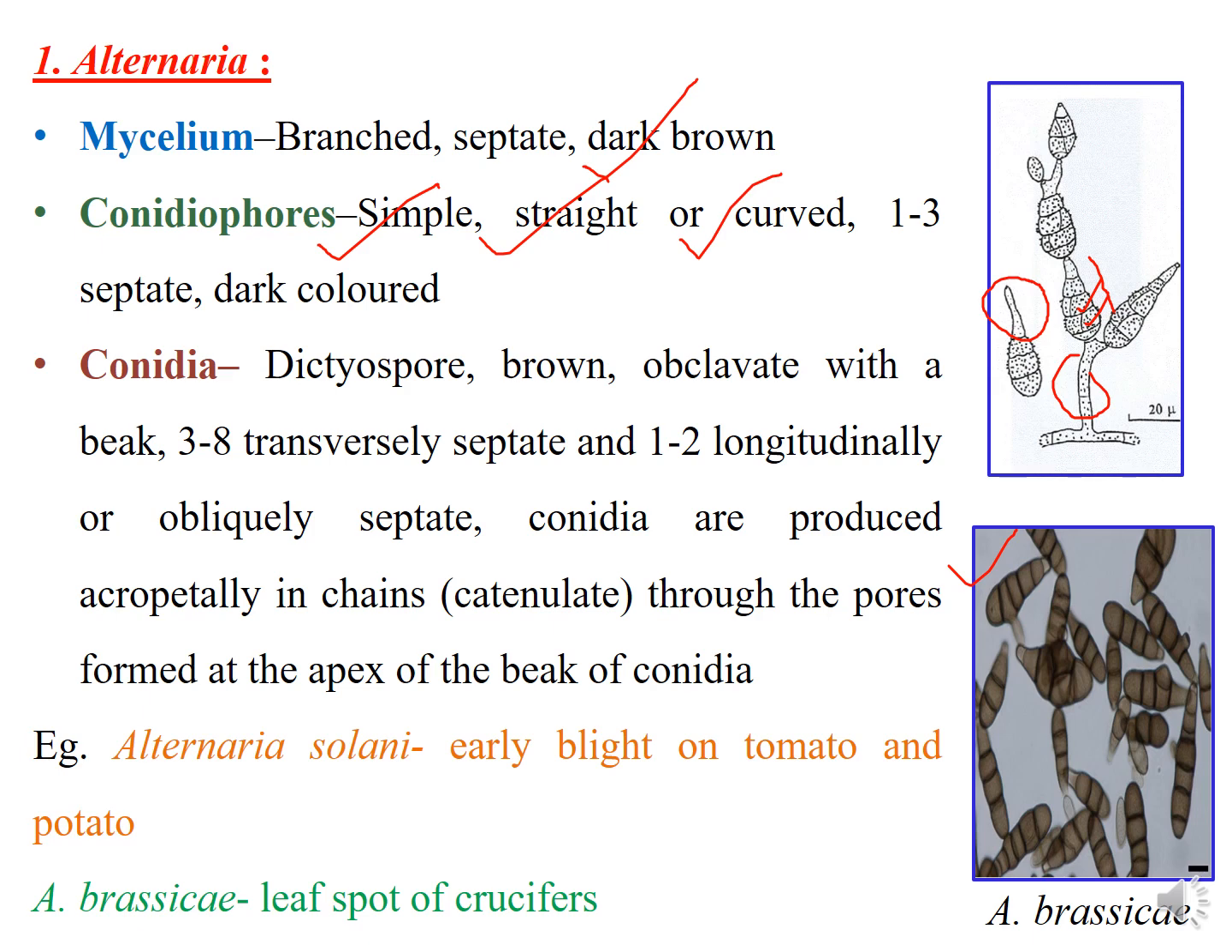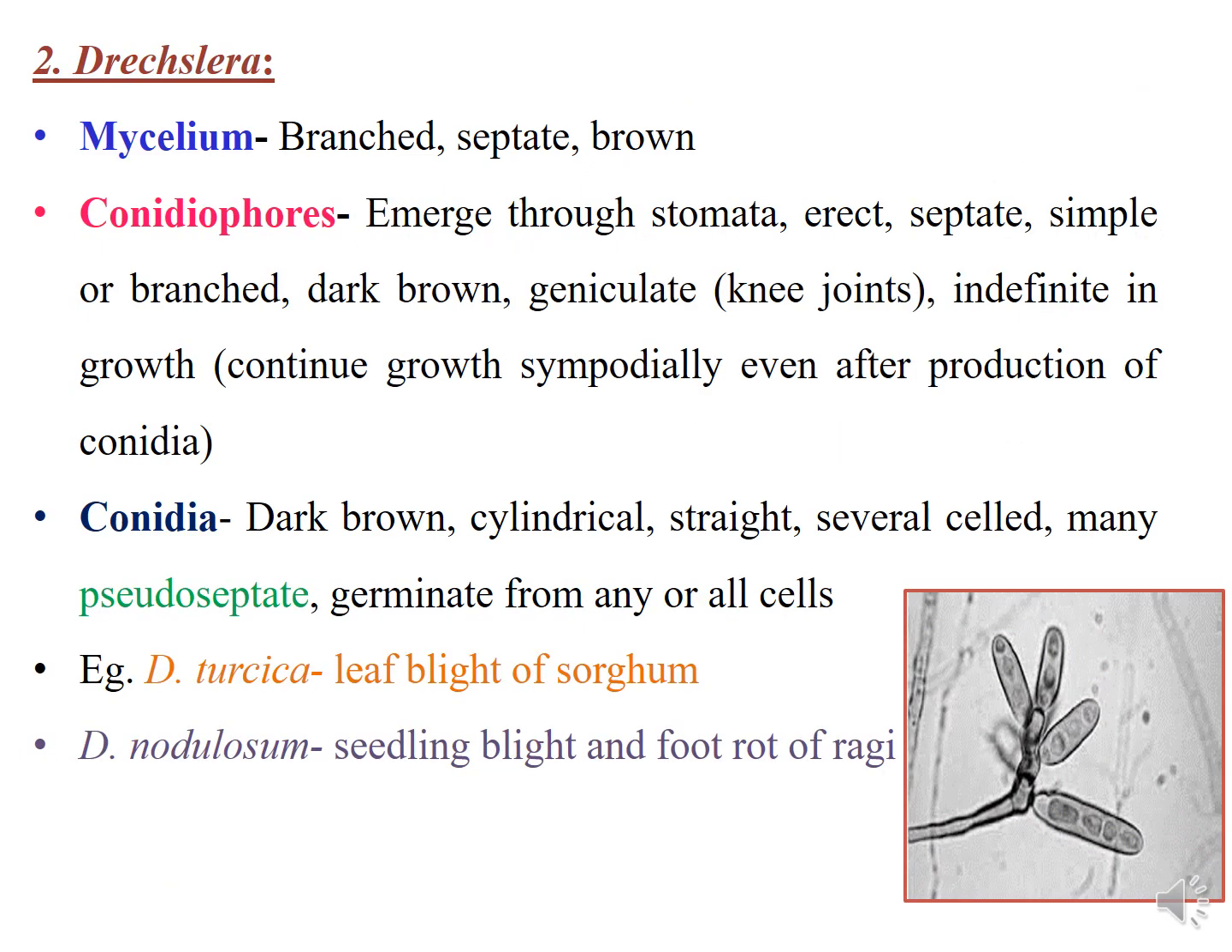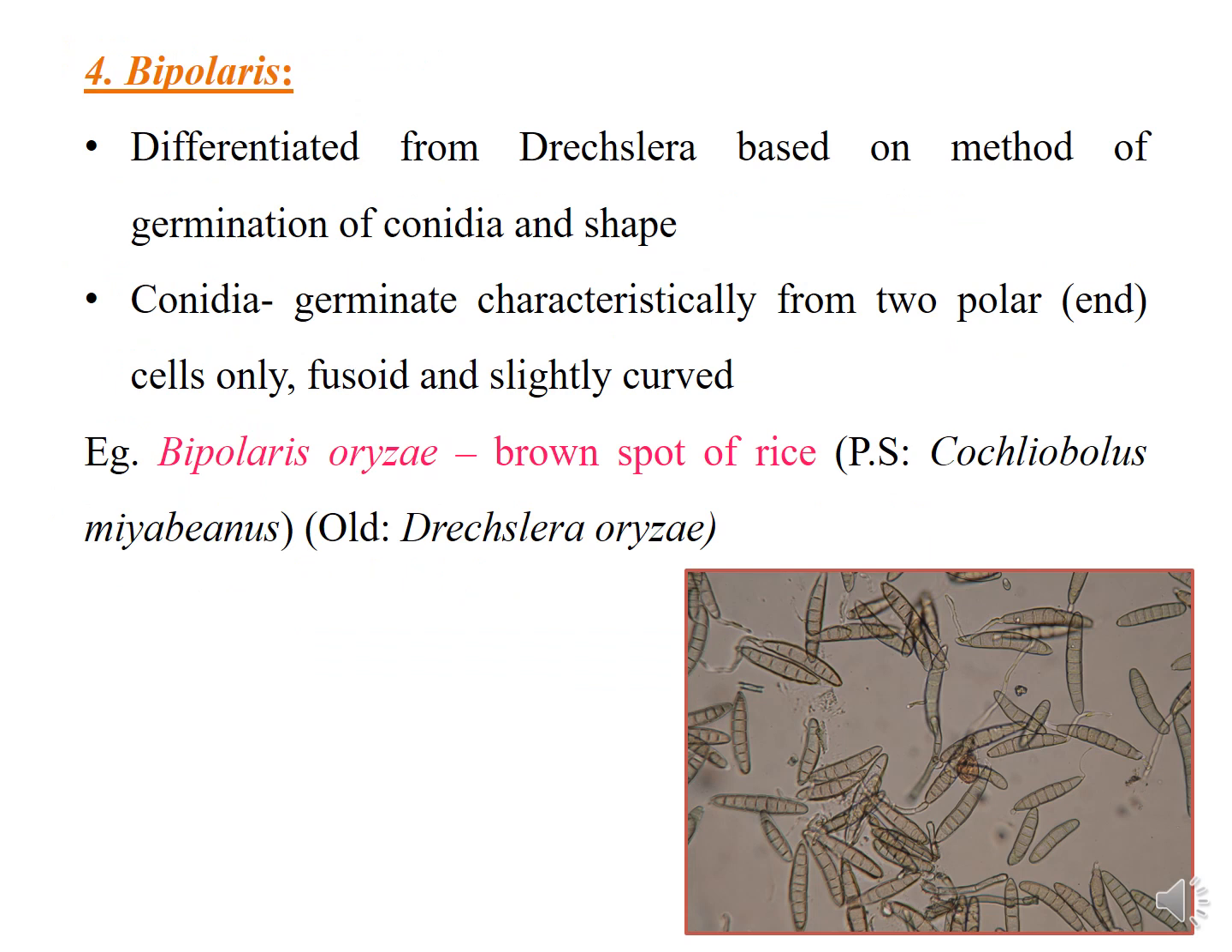And conidia are produced acropetally in chains through the pores formed at the apex of the beak of the conidia. So how are these conidia produced? In an acropetal manner. Acropetal means oldest at the base and youngest at the top. Here you can see in this picture, youngest at the top and oldest at the bottom, that is acropetal manner. Examples are Alternaria solani, which causes early blight on tomato and potato, and Alternaria brassicae, leaf spot in the crucifers.